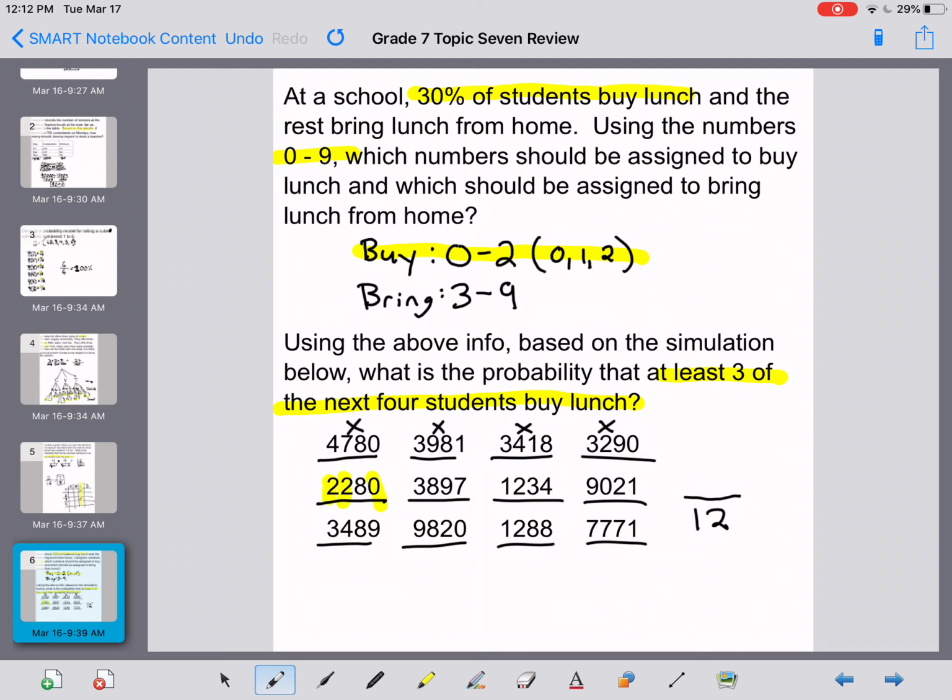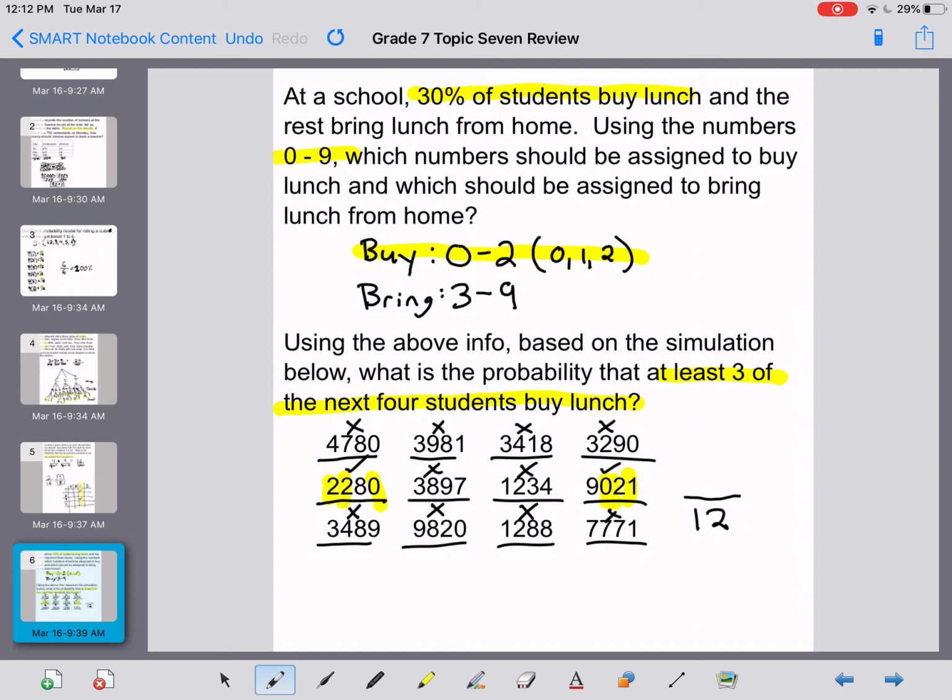3897, that's no good. 1234, that's no good. 9021, we have 1, 2, 3 students. So those 3 students buy lunch. So that works. 3489, that's no good. 9820, that's no good. 1288, that's no good.